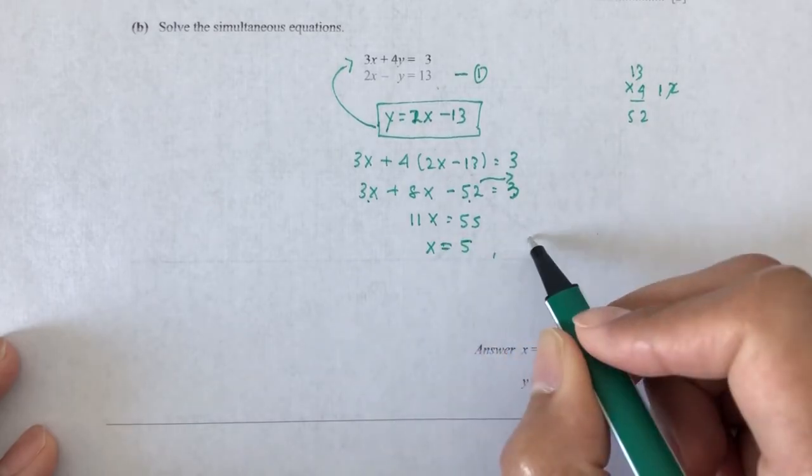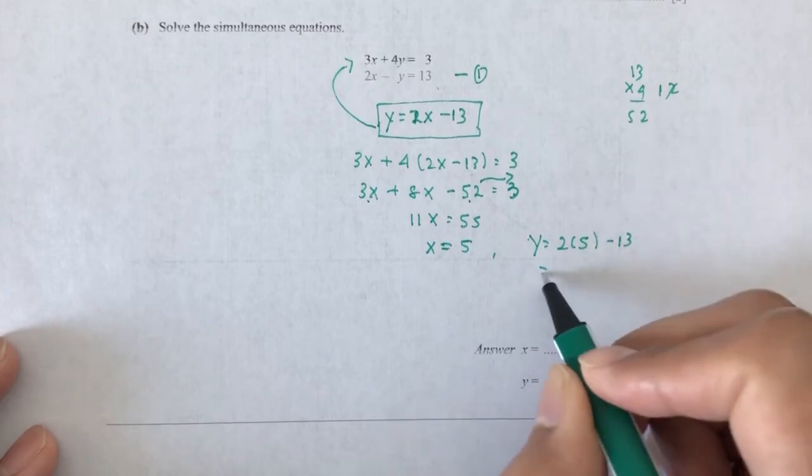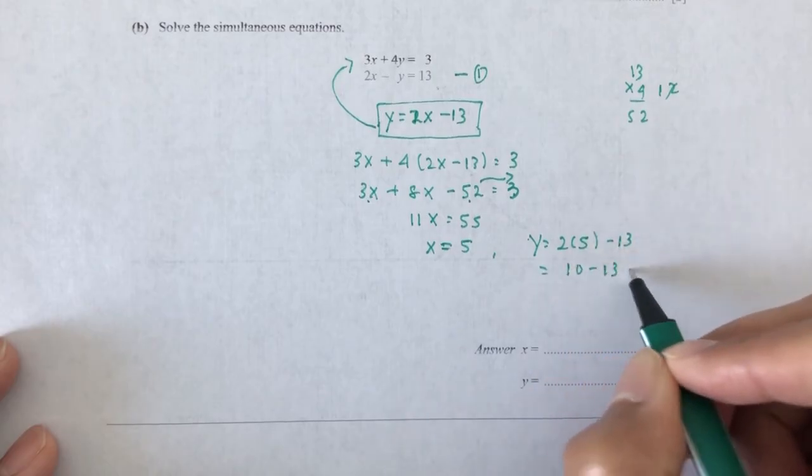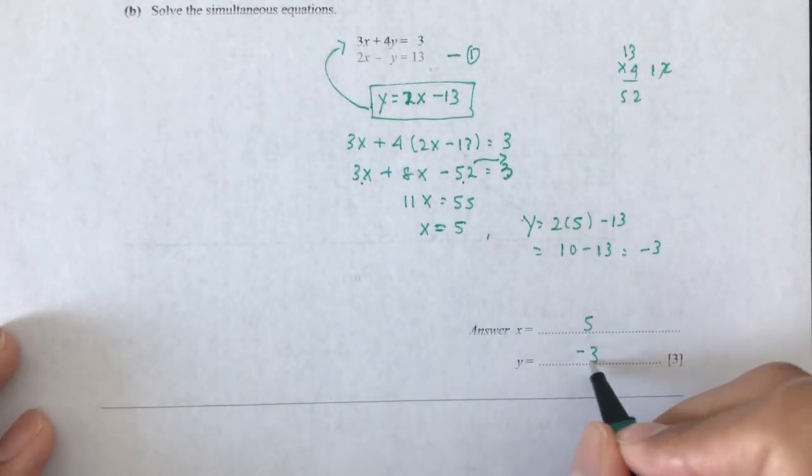Find the value of y. y is 2 times x, which is 5, minus 13. That will be 10 minus 13, which is minus 3. So your answer will be x equal to 5, y equal to minus 3 for part B.